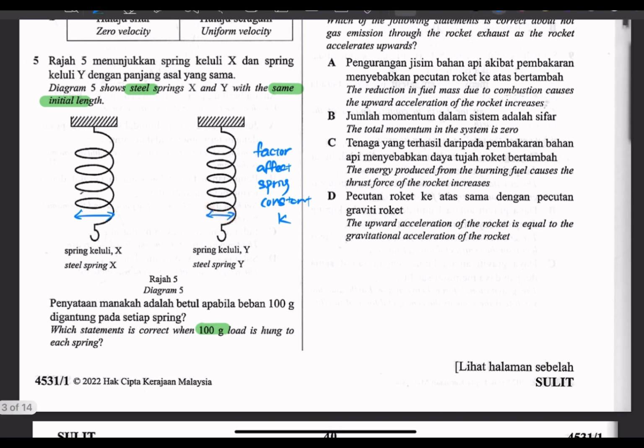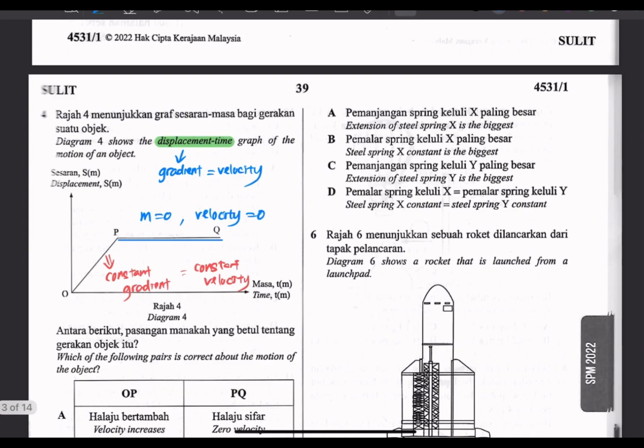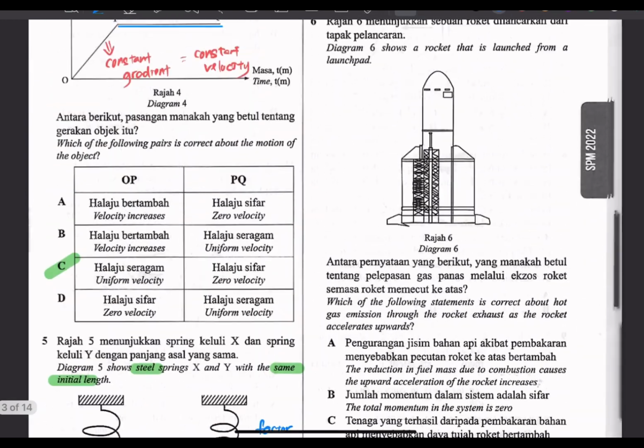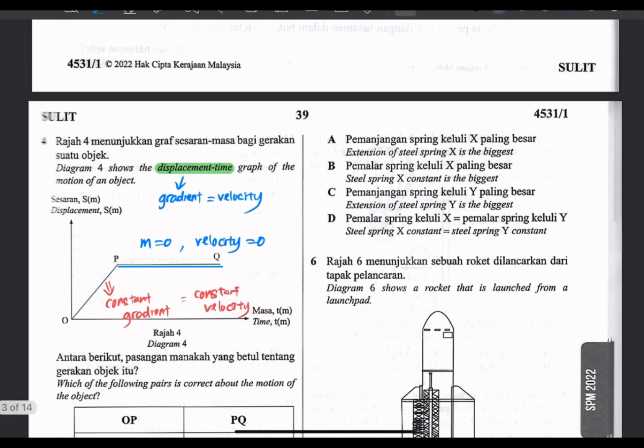So over here, this is the smaller diameter, the value of K, spring constant is higher. Okay, the other one, the spring X, the spring constant will be smaller. And then the force, okay, this is the mass, but the force is constant. According to Hooke's law, F equals Kx. Okay, we'll go through the answer first. Which statement is correct?